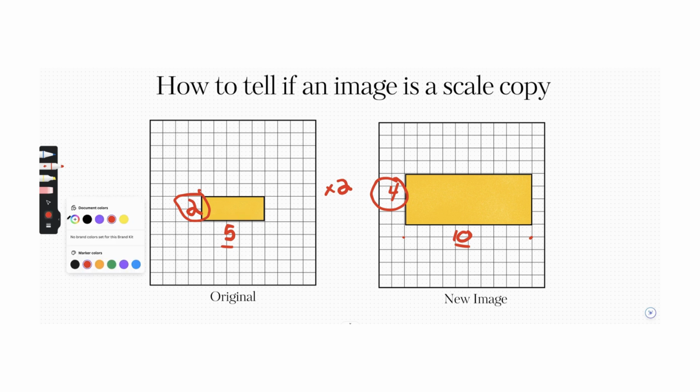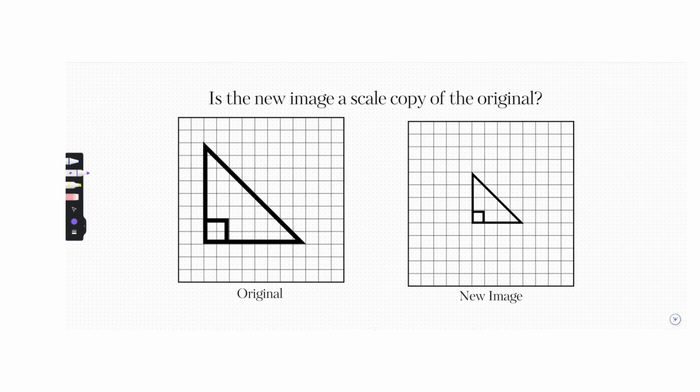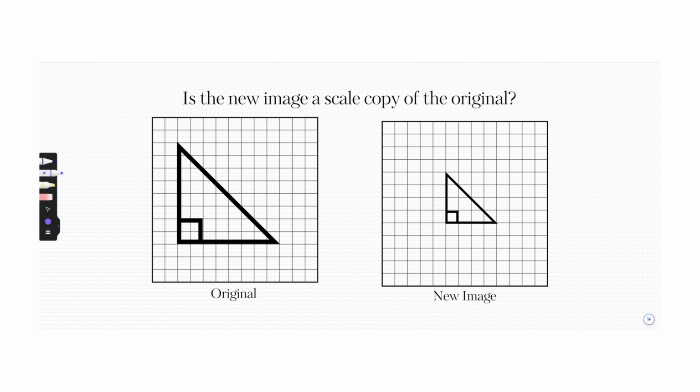Let me show you one other way to do that too. For this one, I'll use a different color. We knew the ratio of the original image was 2 to 5, and the ratio of the new image is 4 to 10. Well, one secret you can use is that if the cross products are the same, so 5 times 4 is 20, and 2 times 10 is 20, that's a sign that the new image is a scale copy of the original.